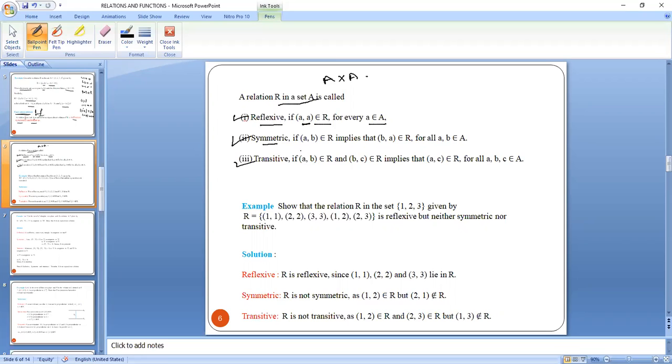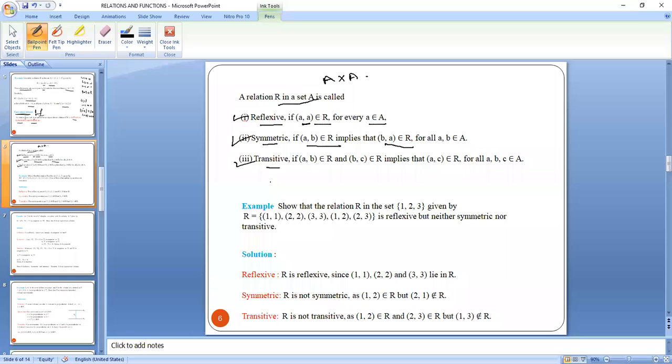Then what is symmetric? If we are having an ordered pair (A, B) belongs to R, then we should have an ordered pair (B, A) belongs to R in the set relation. If for every (A, B) belongs to R, we are having (B, A) belongs to R, we will be saying that the relation is symmetric.